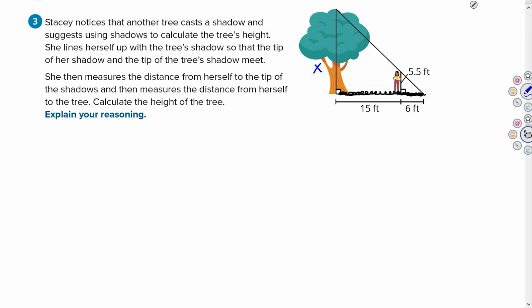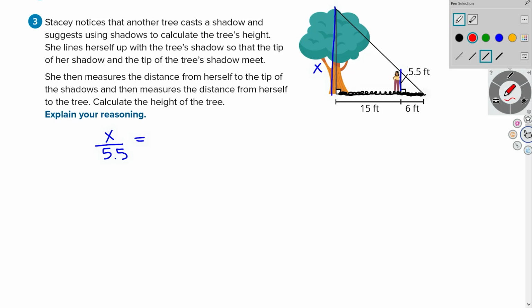Last time I did a within figure ratio. This time I will do a corresponding ratio. X, this height, corresponds to Stacy's height of 5.5. The next one, and here's where the trick is, is that I want to use the whole length of the shadow. I'm not using 15.